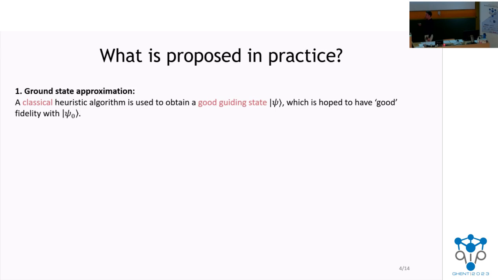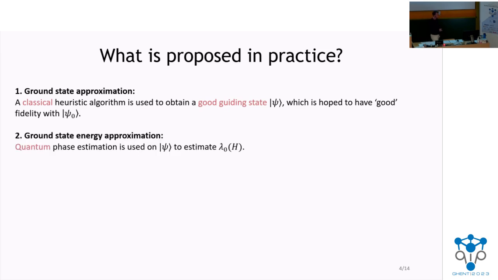One should adopt the following two-step procedure. First, one uses a classical heuristic to obtain a good guiding state, some kind of trial state, which is hoped to have good, and with good meaning some inverse polynomial, fidelity with the ground state or the ground space of the Hamiltonian you're interested in.